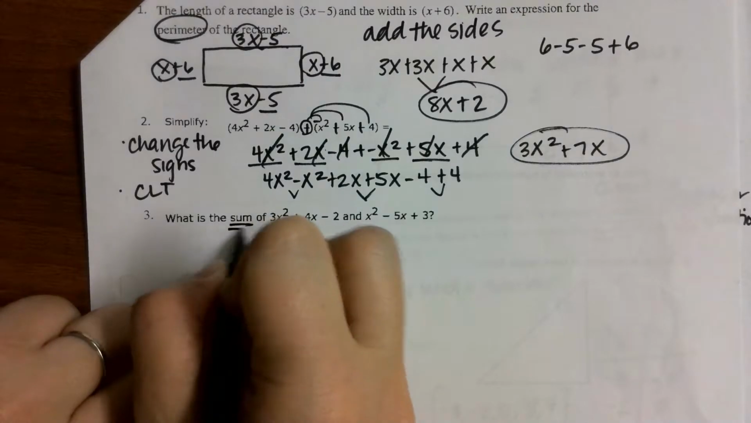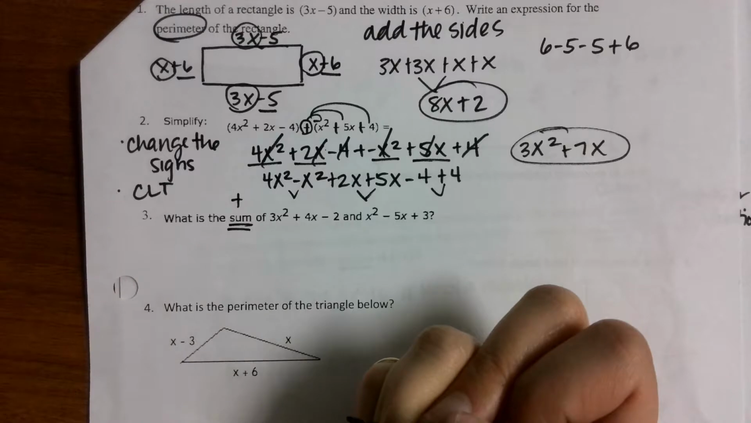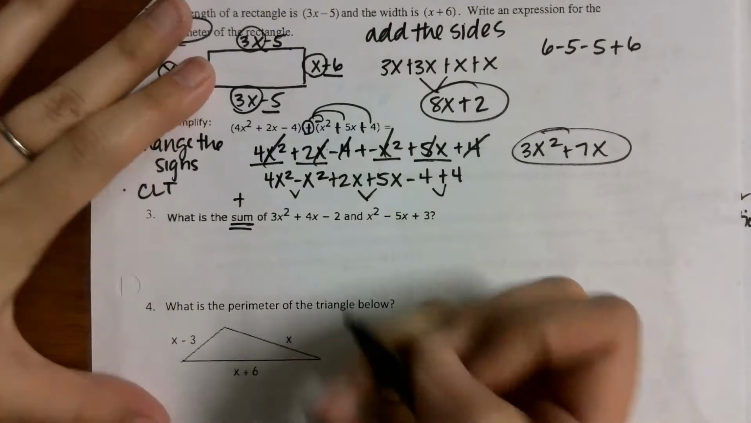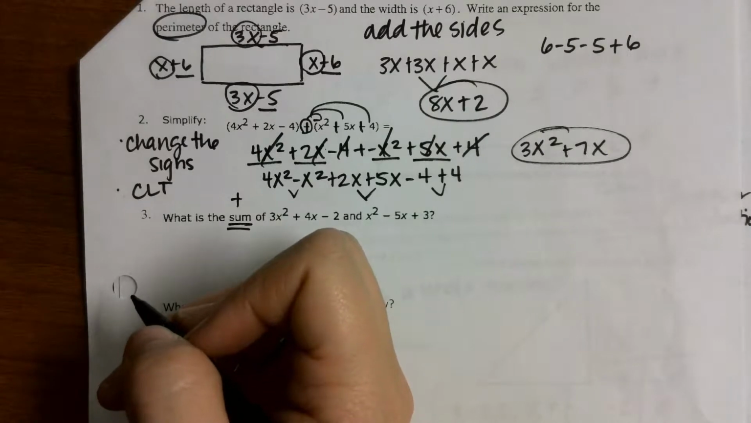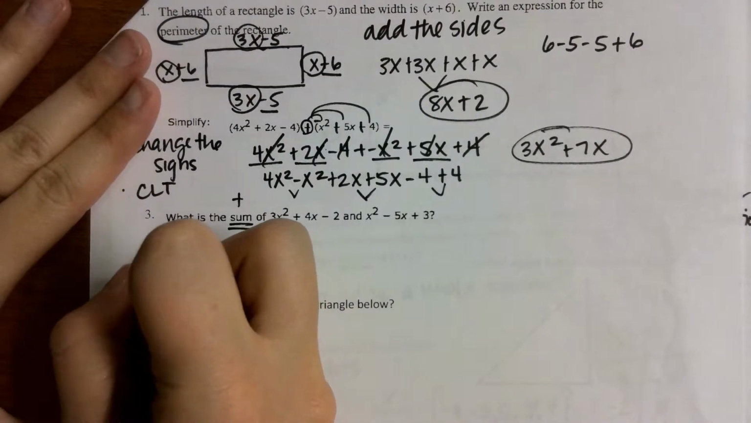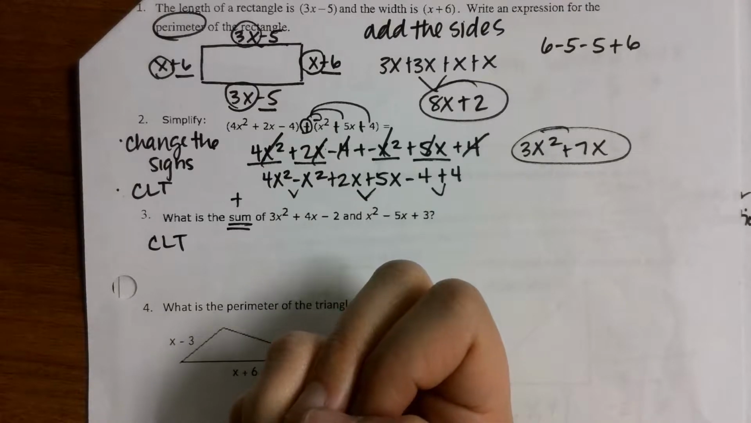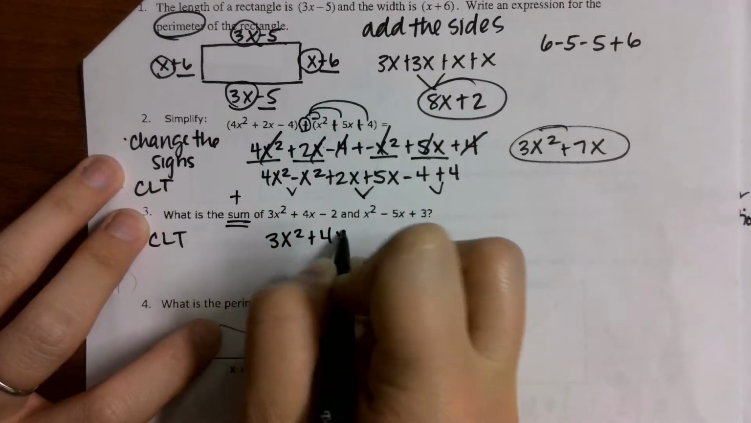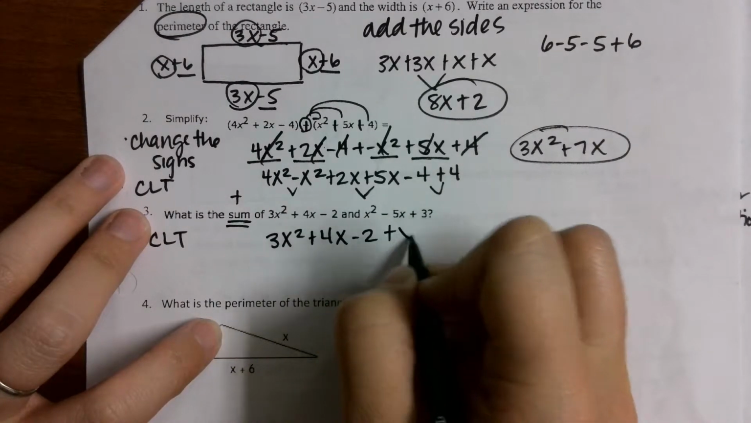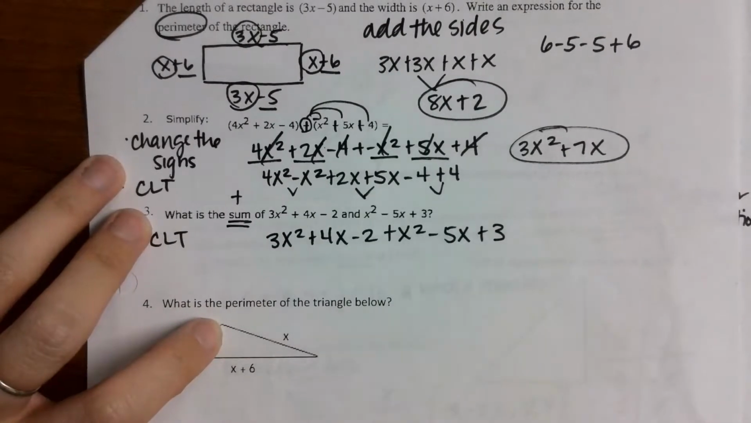Number 3, what is the sum? Sum means add, not multiply. Some of you did that on your quiz. When we add or sum polynomials, all we do is drop the parentheses and CLT. The signs do not change. So we have 3x squared plus 4x minus 2 plus x squared minus 5x plus 3. Nothing about those signs changed.